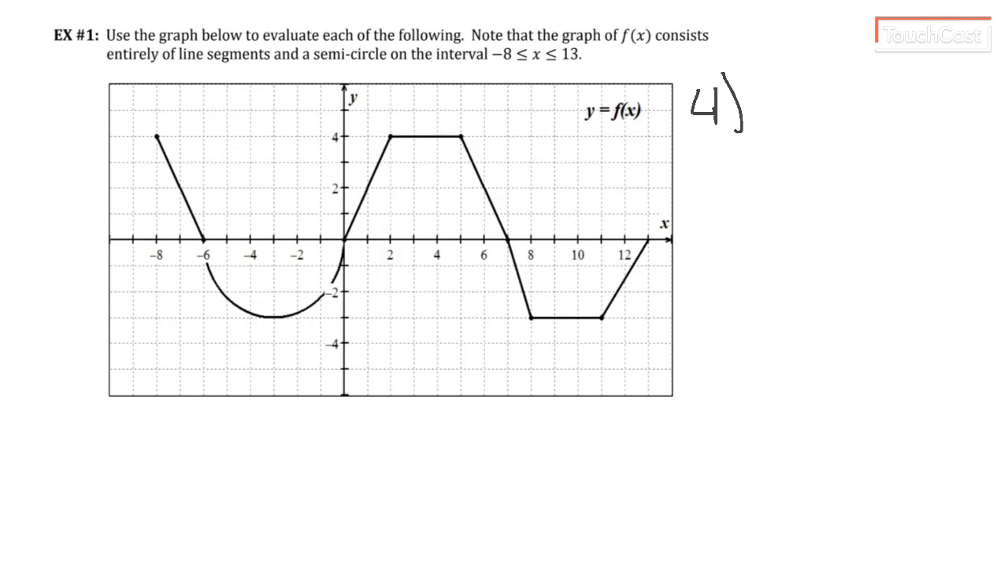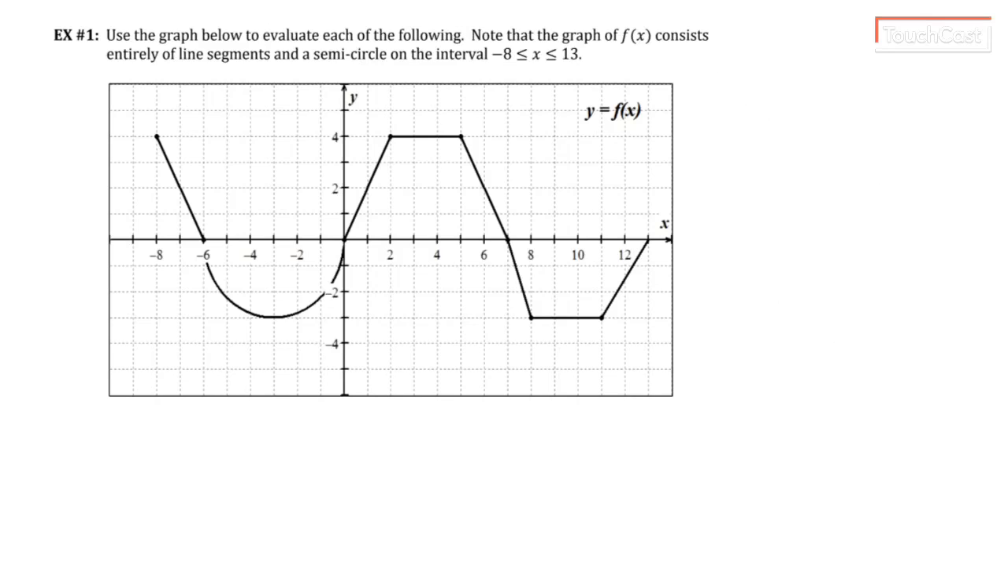Part 4, we're taking the definite integral from 3 to 3 of our function with respect to x. This uses one of those properties where the bounds are the same, so the answer is simply going to be 0.